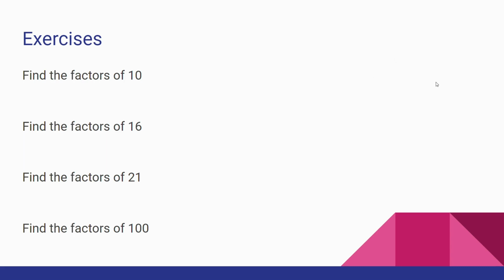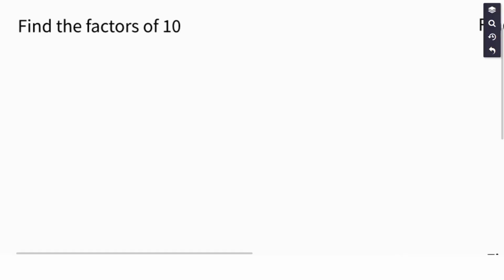All right, so the answer key would be that the factors of 10 are 1, 2, 5, and 10. Factors of 16 are 1, 2, 4, 8, and 16. Factors of 21 are 1, 3, 7, 21. And the factors of 100 are 1, 2, 4, 5, 20, 25, 50, and 100. I will show you how I found these answers.